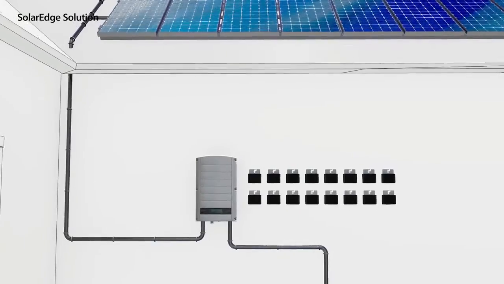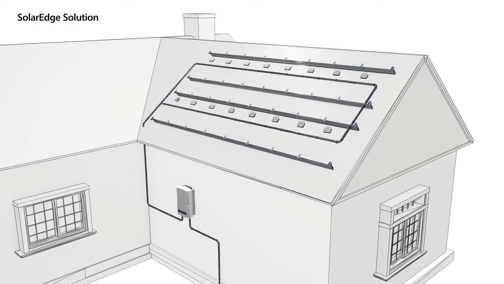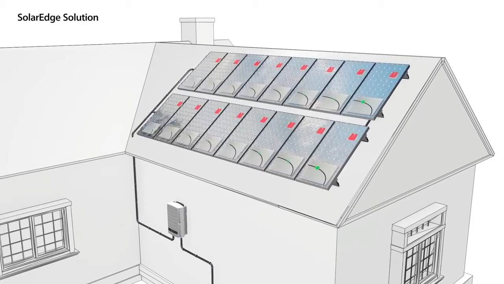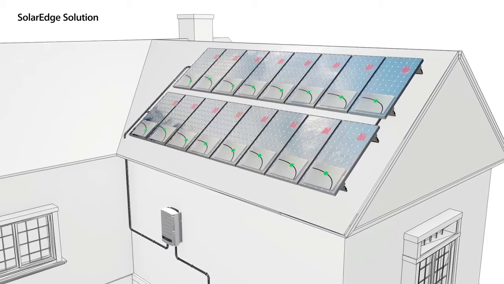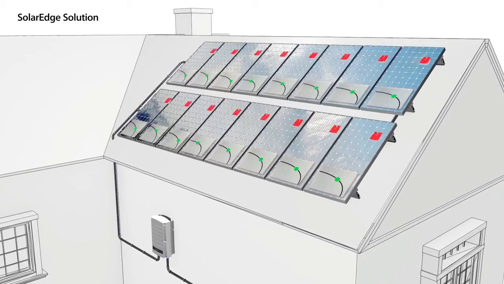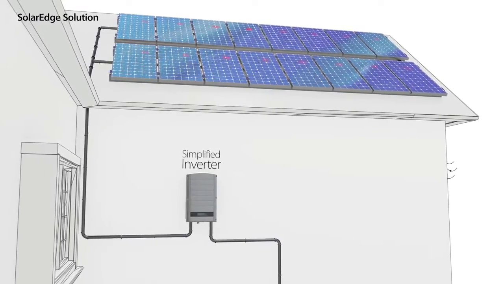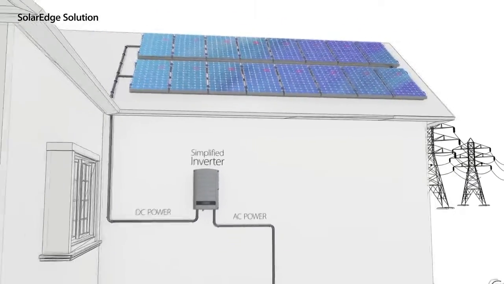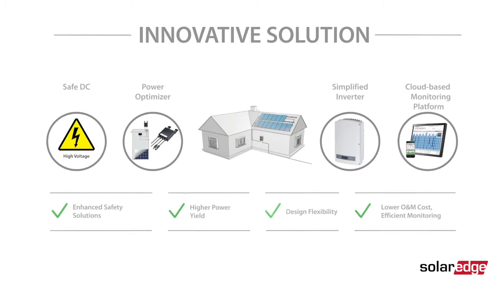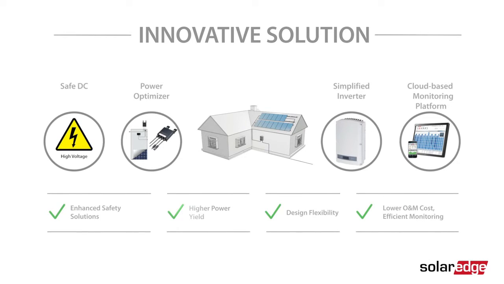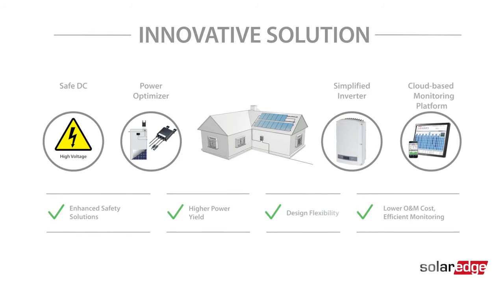The power optimizers are located on each panel, turning the panels into intelligent panels. These power optimizers provide panel-level tracking and real-time adjustments of current and voltage to the optimal working point of each individual panel. The simplified inverter is installed similarly to a traditional inverter, but it is only responsible for DC-AC inversion and grid connection. Our solution includes 2 additional features: a panel-level cloud-based monitoring platform, which is accessible from any computer or handheld device, and an enhanced safety mechanism.